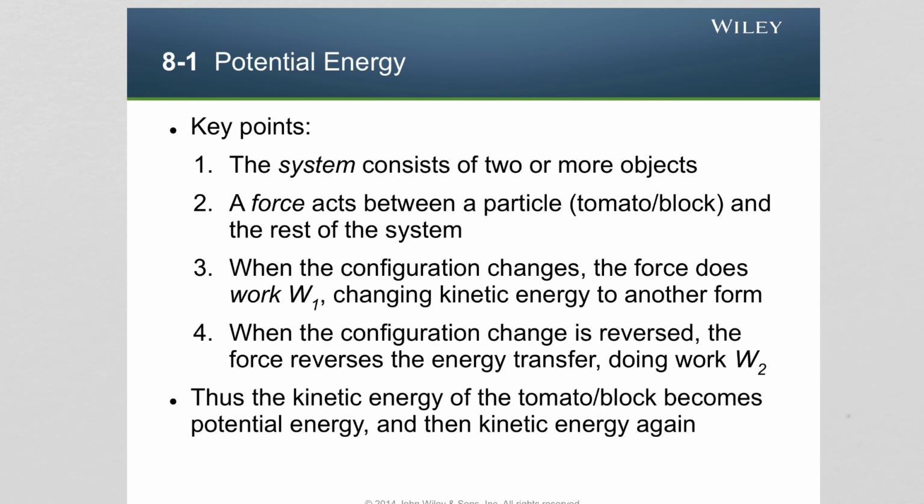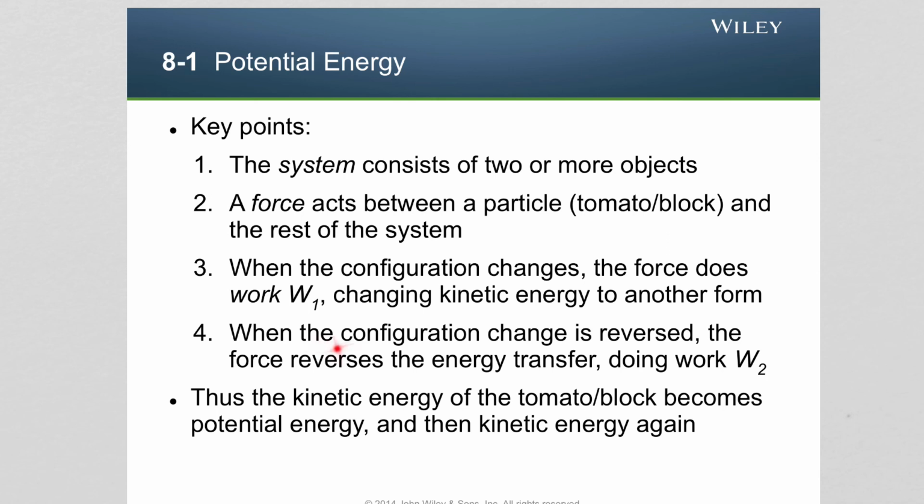Let's summarize in general what happens in a system similar to the two systems that I discussed on the previous slide. So first, the system consists of two or more objects. A force acts between a particle, for example, the tomato or the block, and the rest of the system. So here the force was, in the tomato example, the gravitational force, in the block example, the spring force. When the configuration changes, the force does work W1, changing kinetic energy to another form of energy.